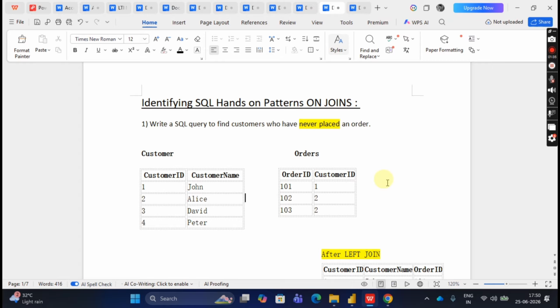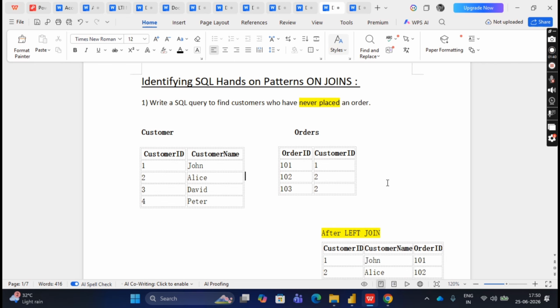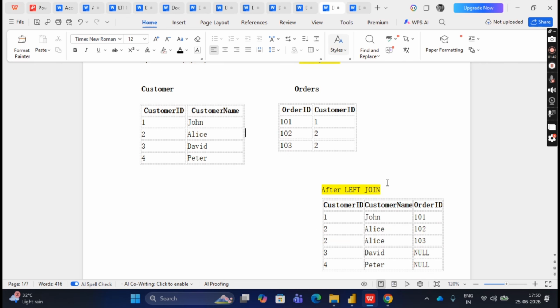So what does a left join do? It joins the two tables on the basis of a common column. It gives the matching values between both the tables and also gives the values which are not matched from the left table. Here we have the customer table and the orders table, and the common column between these two tables is customer ID. So we'll be joining the two tables on the basis of customer ID.